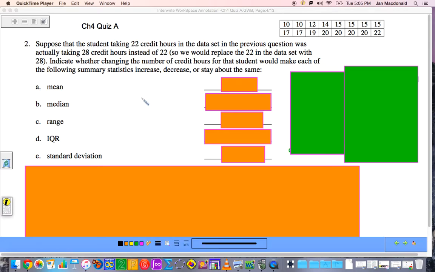Indicate whether changing the number of credit hours for that student would make each of the following summary statistics increase, decrease, or stay about the same. So here we're going to change this number 22 to a 28. Well, let's take a look at our calculator.